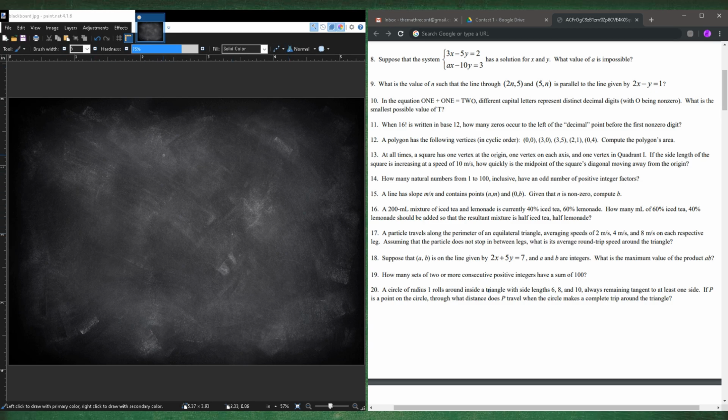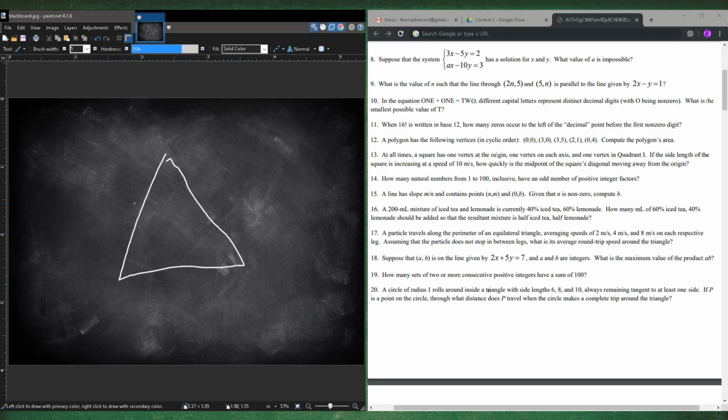So let's just draw a picture. Since it's equilateral, all 3 side lengths are the same. So let's say it's x, x, and x. And this one's going at 2, this one's going at 4, and this one's going at 8. So we have to look for the time for each side and the distance over that. The average speed is just distance over time.